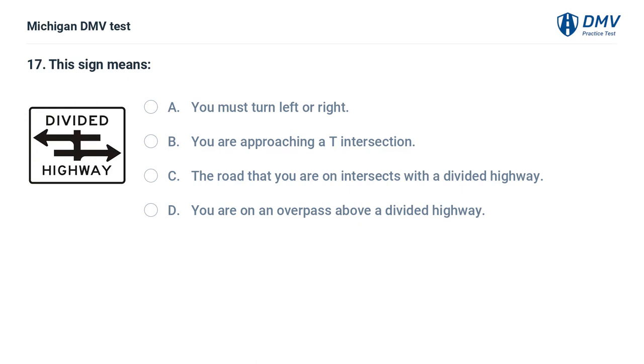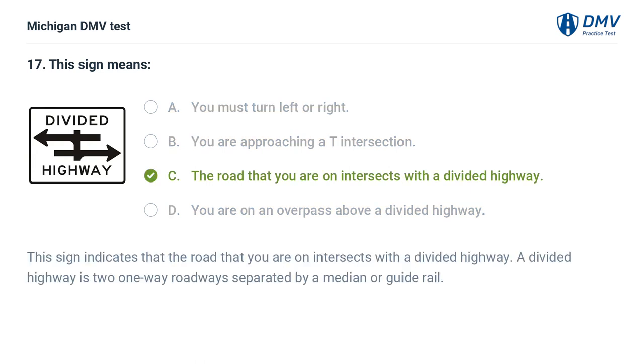This sign means A. you must turn left or right. B. you are approaching a T intersection. C. the road that you are on intersects with a divided highway. D. you are on an overpass above a divided highway.